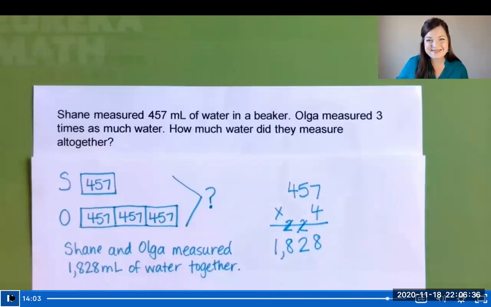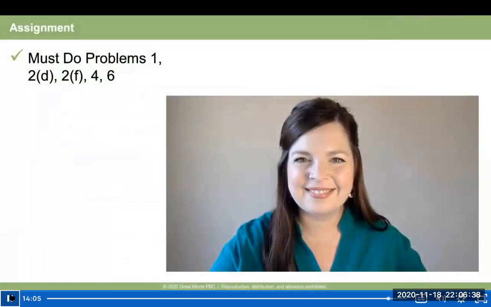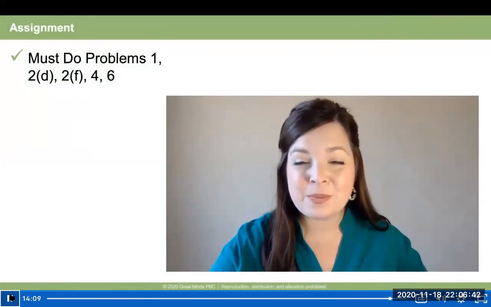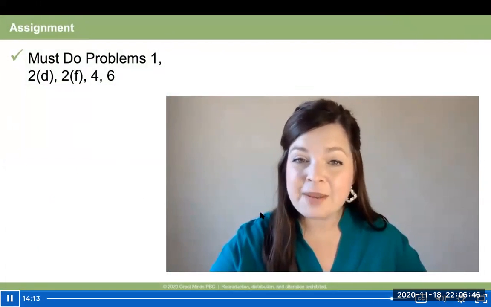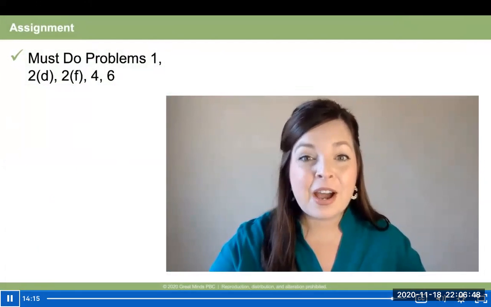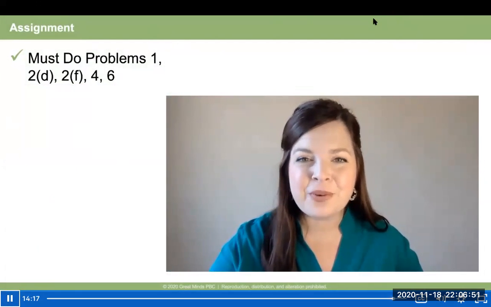Great job today, friends. I think we're ready for the problem set. On the screen are the must-do problems for the problem set. Set a timer or watch the clock for 10 minutes to work on these problems. Of course, if you have extra time, feel free to work on any of the other problems on the problem set.